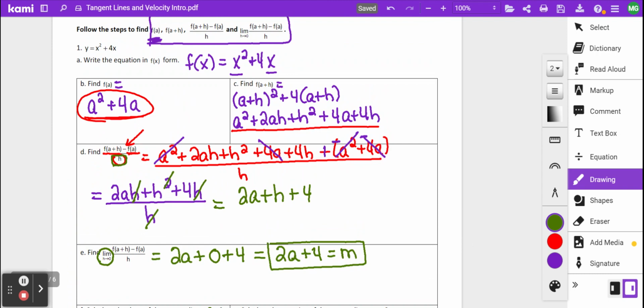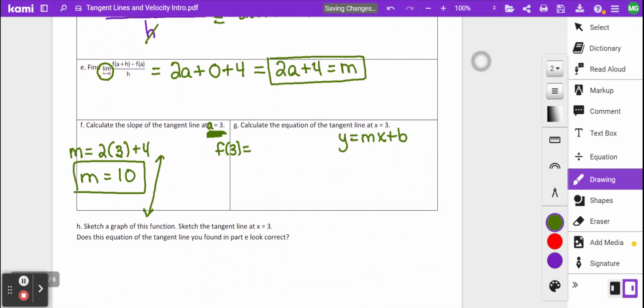Now let's scoot back here and see the initial function was x squared plus 4 times x. So we will do 3 squared plus 4 times 3. And what we find is that f of 3 equals 21. In other words, there's a point (3, 21) on the given parabola.